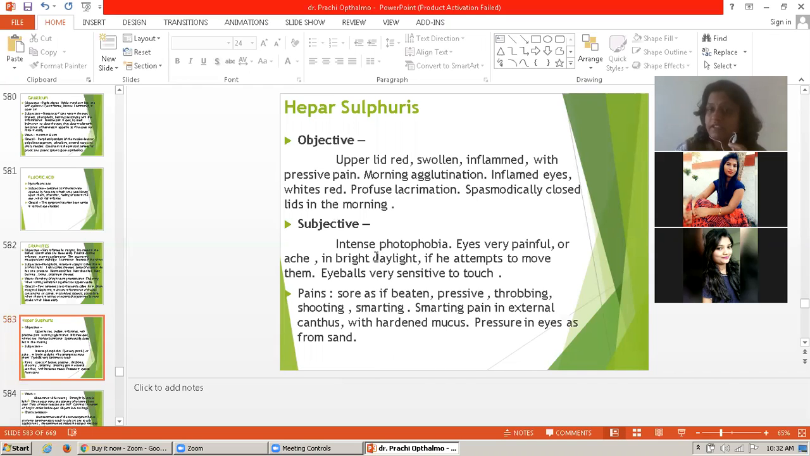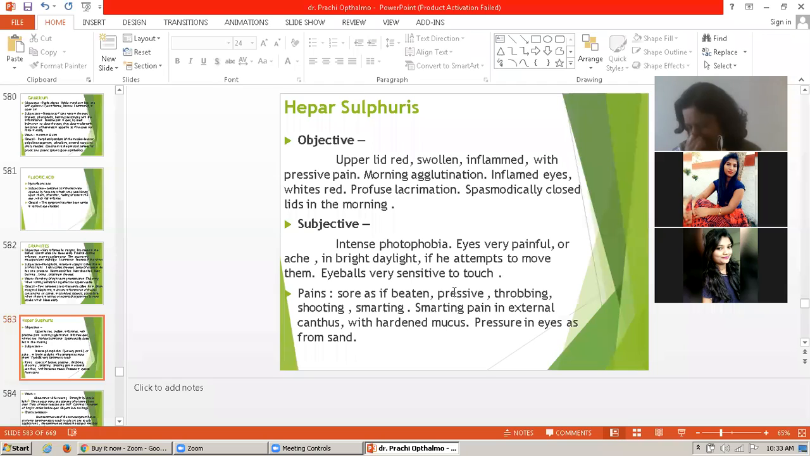And subjectively, the subjective symptom is what the patient feels internally, that there is an intense photophobia, and the eyes are very painful. We can't see that his eyes are painful; the patient tells us that his eyes are very painful, with aching pain in the bright daylight and on attempting to move them. The eyeball is very sensitive to touch, with pains that are bitter and pressing.